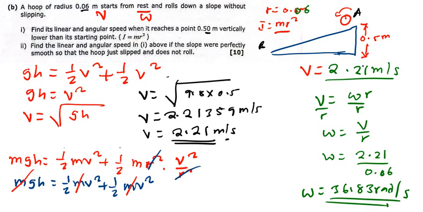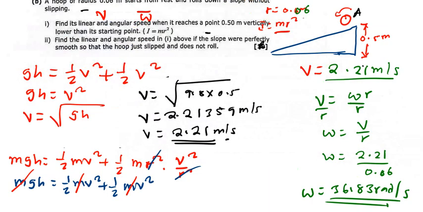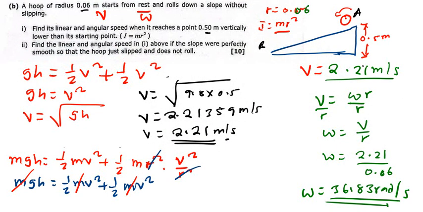Now part 2 is the same question, but they have changed something. If something is not rolling, we don't expect to have rotational kinetic energy. We are going to have just translational kinetic energy. If something is rolling, we have kinetic energy translational and kinetic energy rotational. But in this case, this is not rotating. That's why the question is saying, find the linear and angular speed in one above if the slope were perfectly smooth so that the hoop just slipped and does not roll.